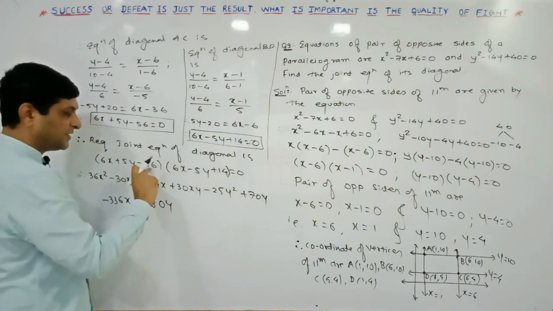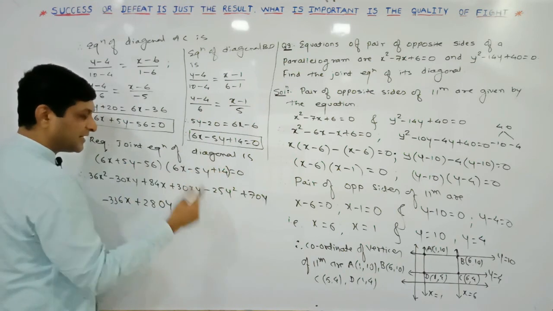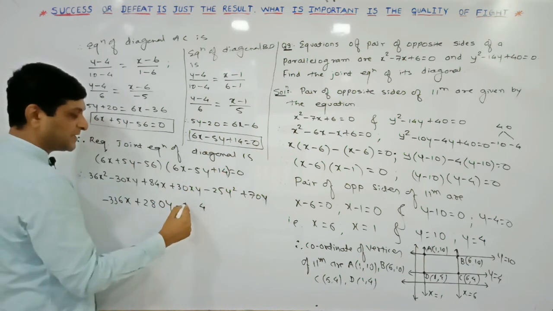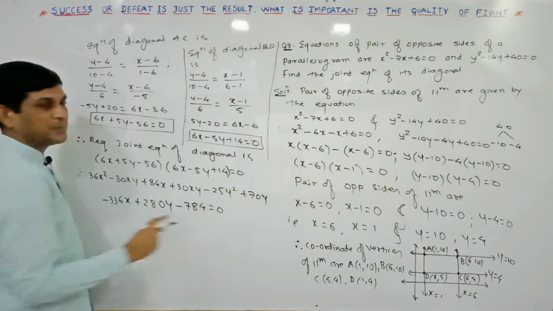Lastly 14 into 56. Minus into plus will become minus. 14 6s are 84. 4 8 carry. 14 5s are 70. 70 plus 8 will be equal to 78. On this side 0, keep it as it is.